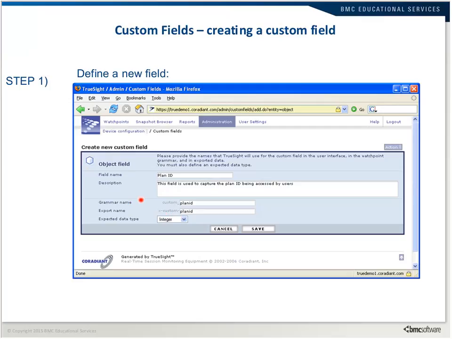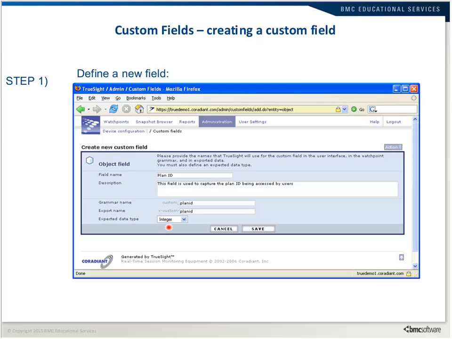For the grammar, if I want to use that as part of my filter expressions and so on, it would be the grammar name that comes into play. In this case, custom plan ID. Expected data type can be strings, integers, booleans, decimals, whatever you want to play with, right? Well, not whatever, but our nice little list of stuff.